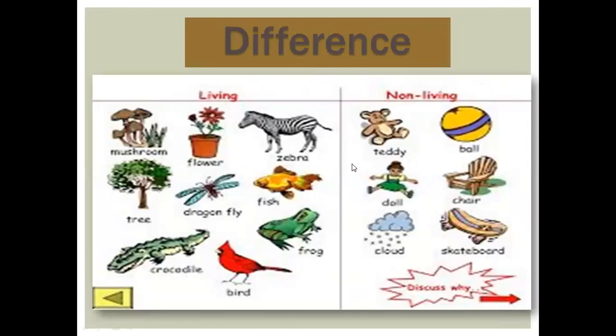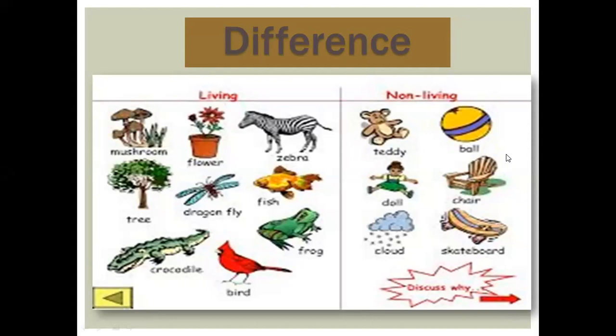Okay, difference between living and non-living. You can also say that most of the non-living things are man-made, but the living things are from nature. Let's see which of these are from nature. Mushroom, flower, zebra, fish, frog, bird, dragonfly, tree, crocodile. They all are living things, and living things are natural materials. What about non-living things?